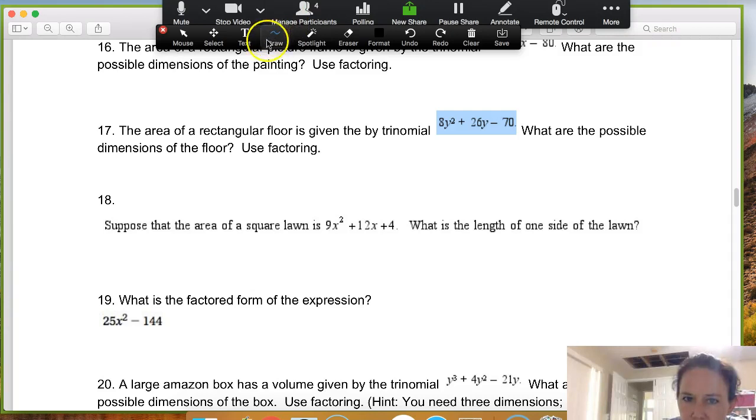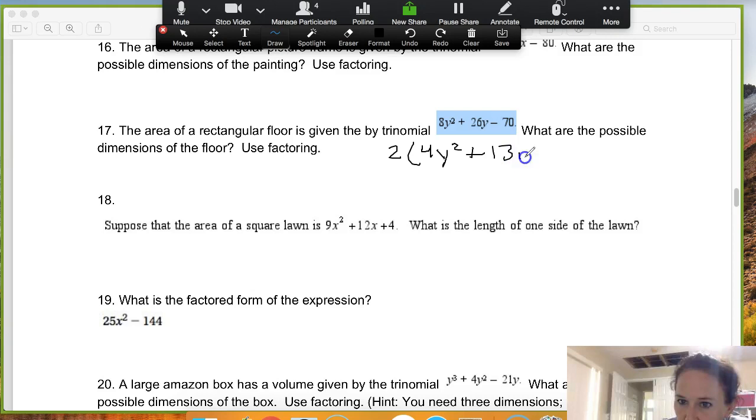I'm not seeing anything bigger. Let's go ahead and pull out the 2. So if we factor out a 2, I'm left with 4y² plus 13y minus 35. Okay, I pulled that 2 out. It's still part of the final answer, but now we can just focus on this, and it's smaller.